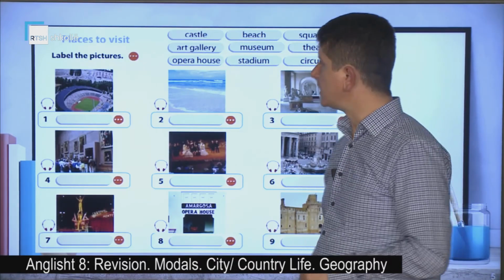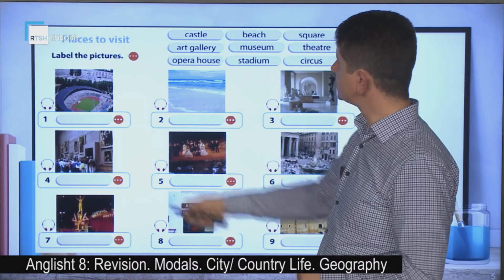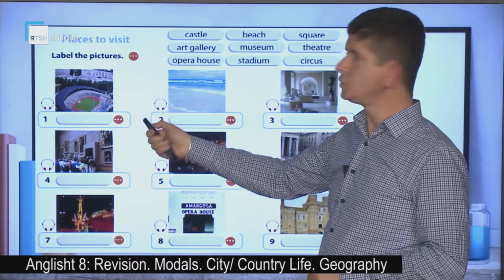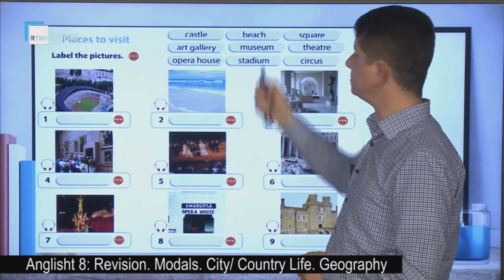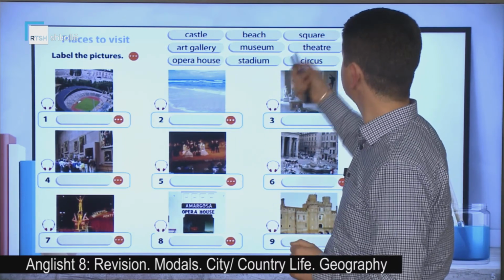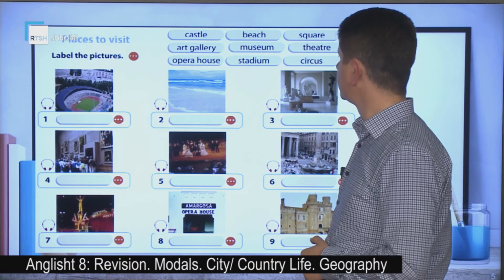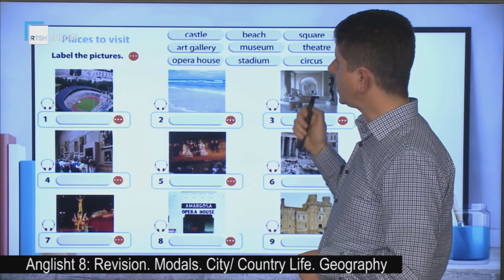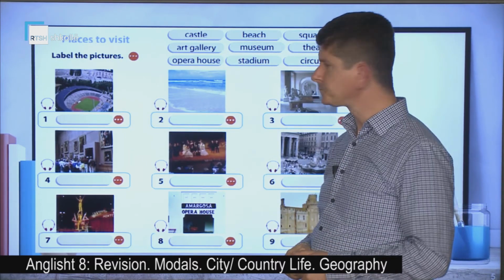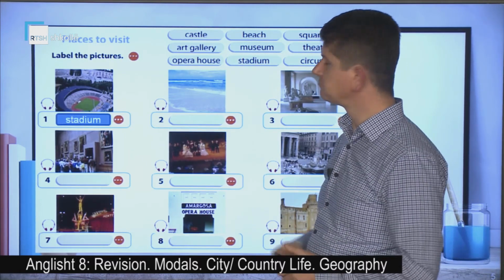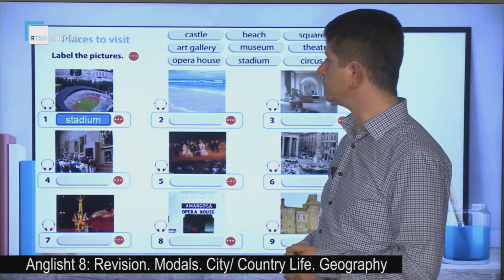Okay, in this exercise we have some pictures and these are places to visit. So we have castle, art gallery, opera house, beach, museum, stadium, square, theater, and circus. Okay, let's label the pictures together. The first one, what do you think? What is it? It's a stadium. So almost the same in Albanian, stadium.